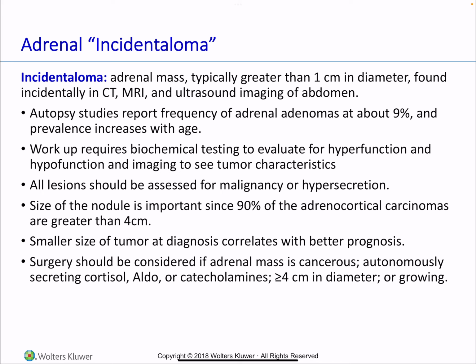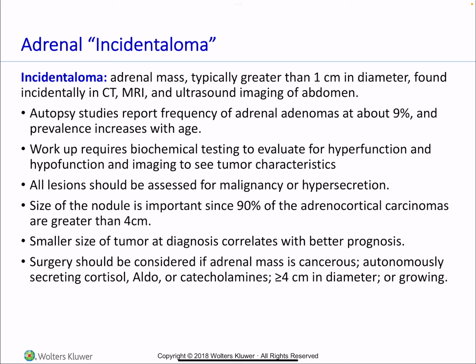There is a condition called adrenal incidentaloma. An incidentaloma basically is an adrenal mass that's typically greater than 1 centimeter in diameter, that is found incidentally in a CAT scan or an MRI or an ultrasound imaging that they have done in the patient's abdomen. An autopsy study reports frequency of adrenal adenomas is about 9%, and the prevalence increases with age.